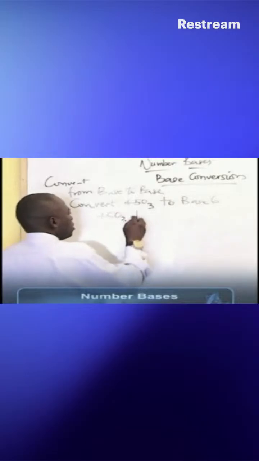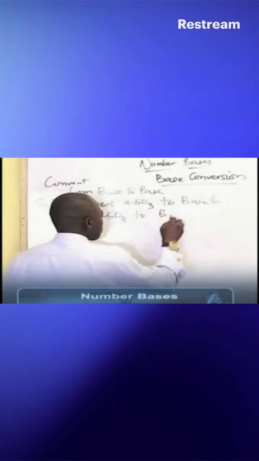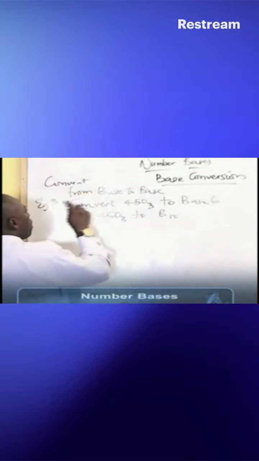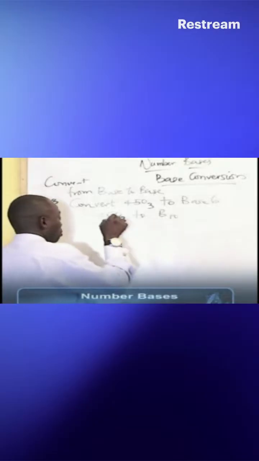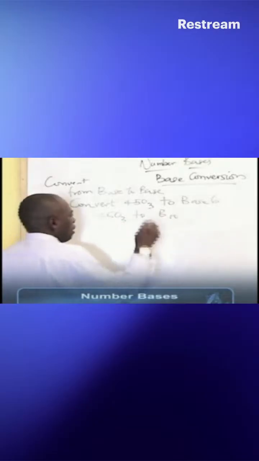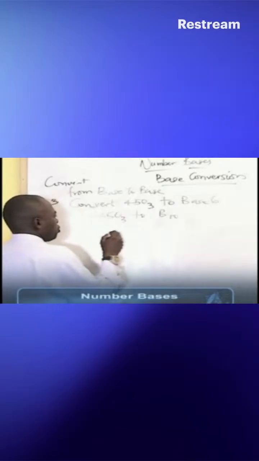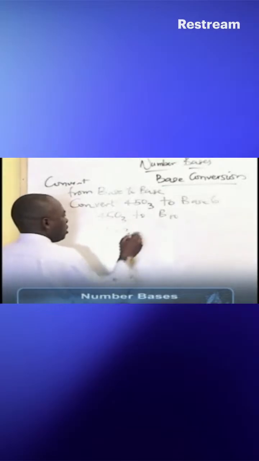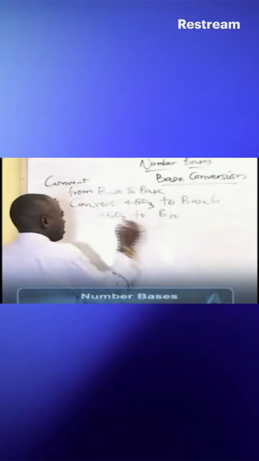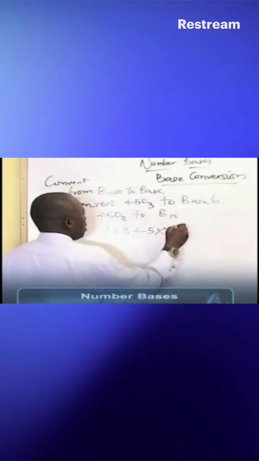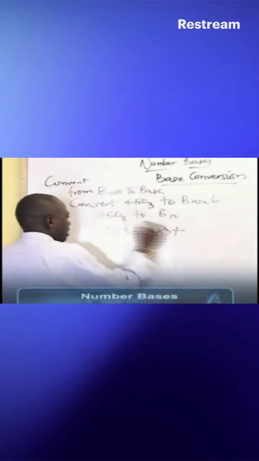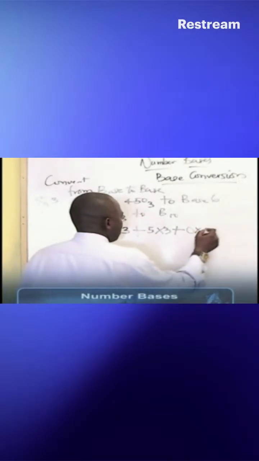450 base 3 to base 10. And just like we did for base 2, you do the same thing here for base 3 to convert it to base 10. You take 4, the first digit, multiply by the base, which is 3, you put addition sign, you take the second digit, which is 5, multiply by the base, again, which is 3, then you put addition sign again, and then 0 times 3.